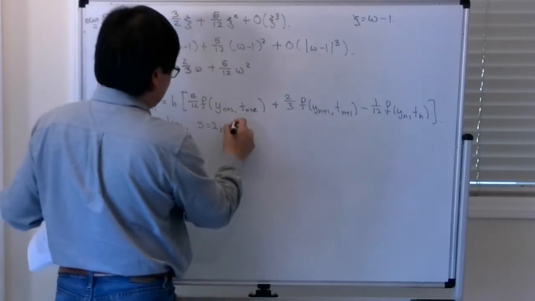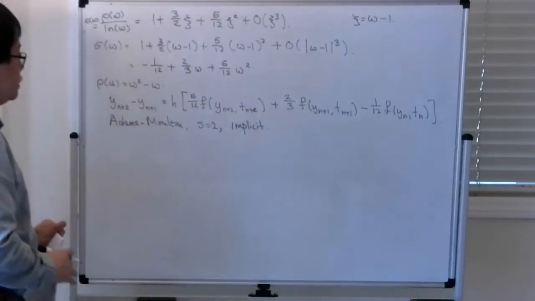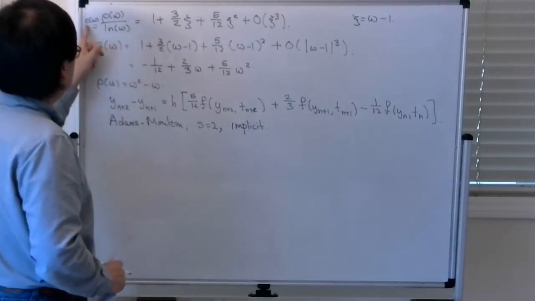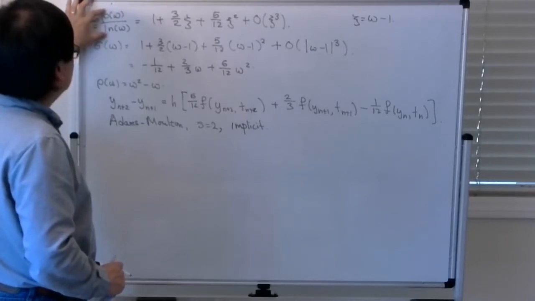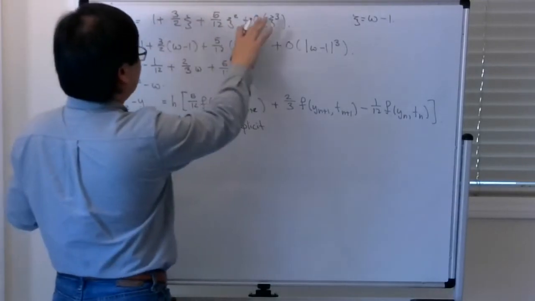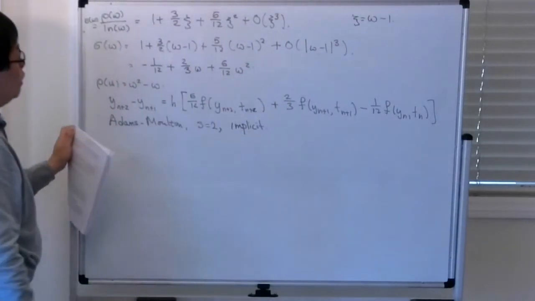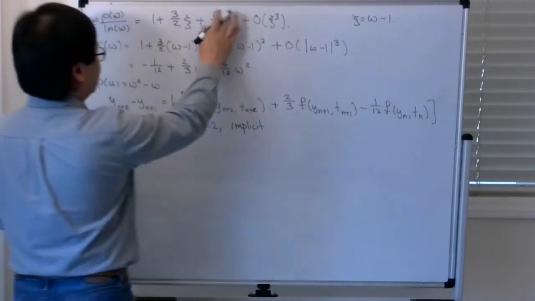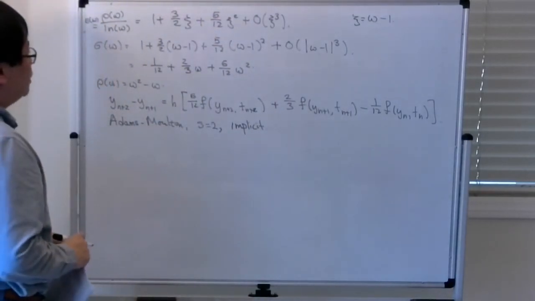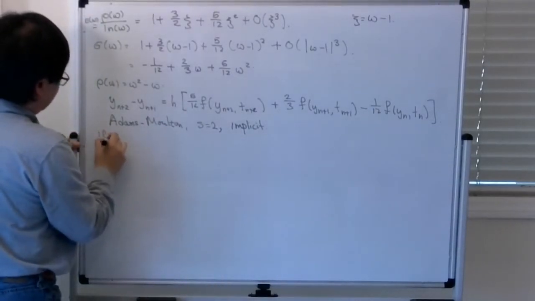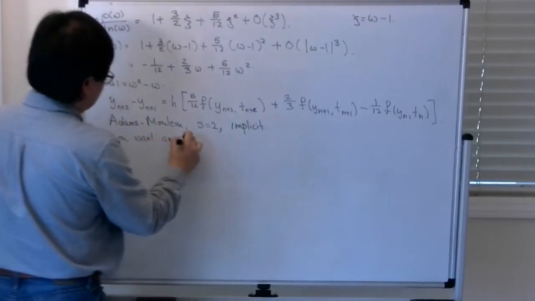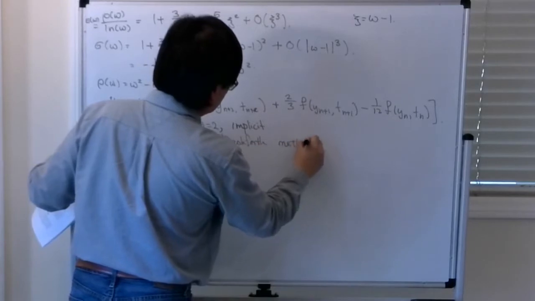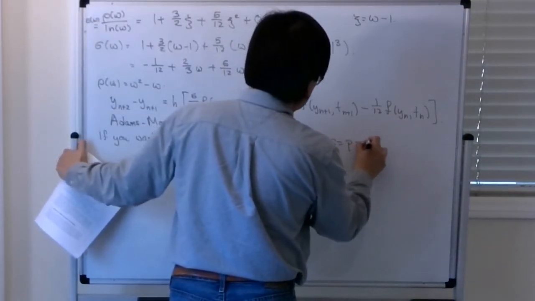And it's clearly implicit. So you might ask, what happens if I wanted an Adams-Bashforth method, which is explicit? What you could do, of course, is go back to sigma of w, expressed in terms of rho of w divided by the natural log of w. But instead of taking this expansion up to error terms which are big O of c squared, you take the expansion only up to big O of c. You ignore this term here, and you only look at the expansion with an error term which is big O of c squared. So if you want an Adams-Bashforth method, then s is equal to p is equal to 2, okay?